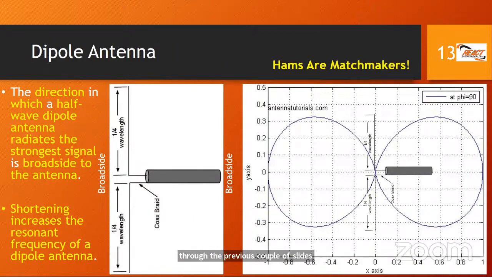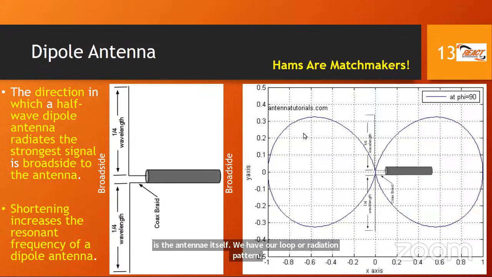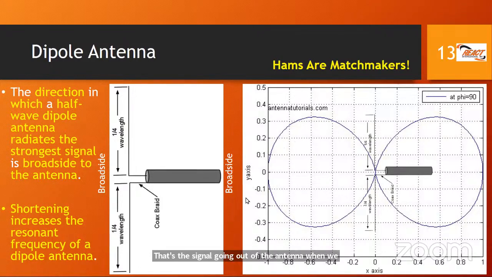All right, so let's emphasize things a little bit and bring it together and also deal with two more exam questions. So you would have seen both diagrams before. It's just we might have turned one of them a little bit on its side. So on the right-hand side, you have the feed line going to the antenna center point, and then the two legs of the antenna. This is the antenna itself. We have our lobe or radiation pattern. That's the signal going out of the antenna when we transmit, to show you where the maximum signal transfer occurs.